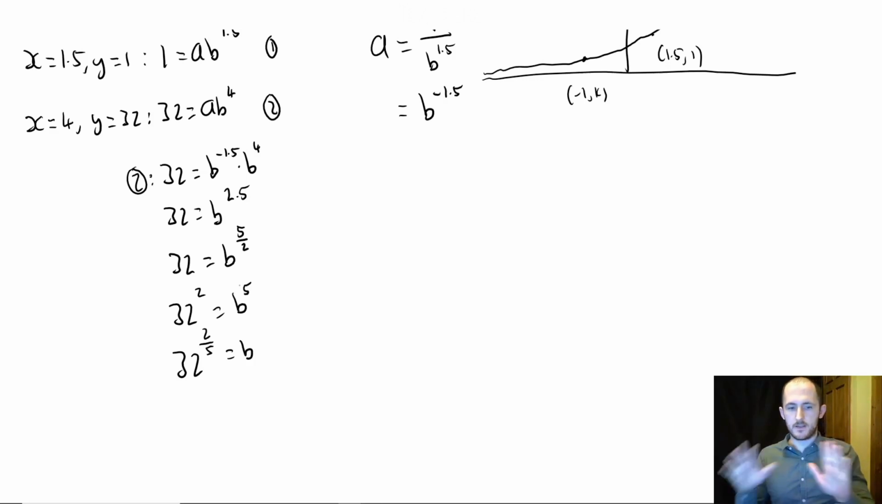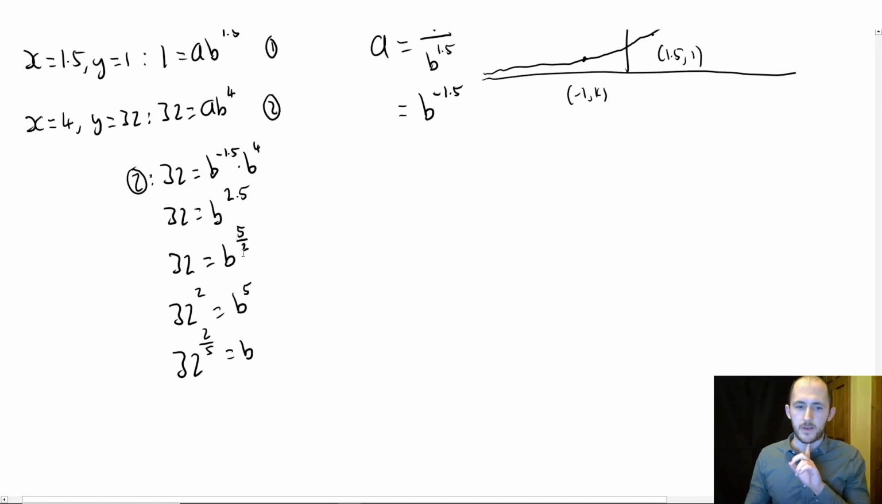So take a second to digest that, because that's a bit tricky, I'm not going to lie to you. But essentially all I'm doing is flipping this fraction and putting it over here. And the way I'm doing it is by squaring both sides and taking the fifth root.